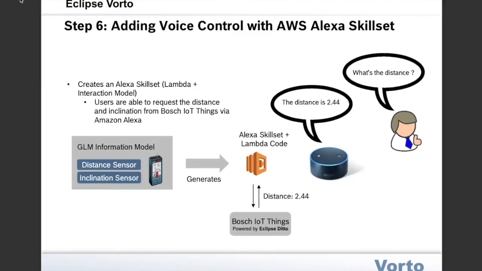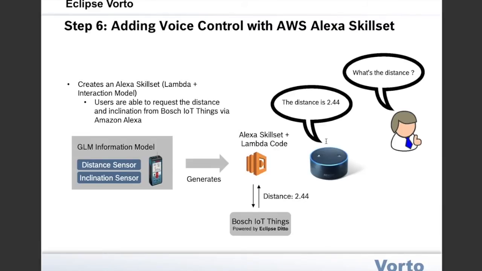Last but not least, we would like to add voice control. We can do that using the Amazon Alexa skill set. So Vorto creates an Alexa skill set, the Lambda Node.js function, and the interaction model, meaning the schema for the GLM, which is needed in order to instruct the Alexa service how to translate voice commands into technical commands like REST calls. So this is completely generated out of the information model as well.